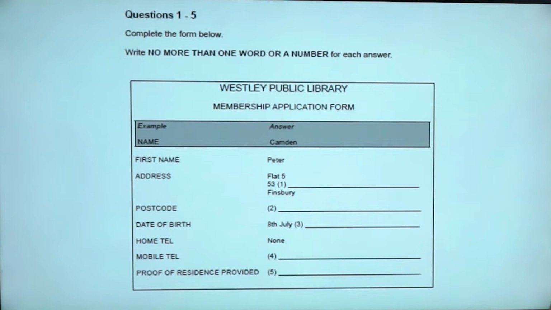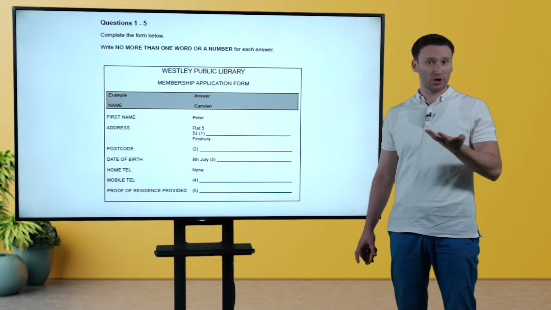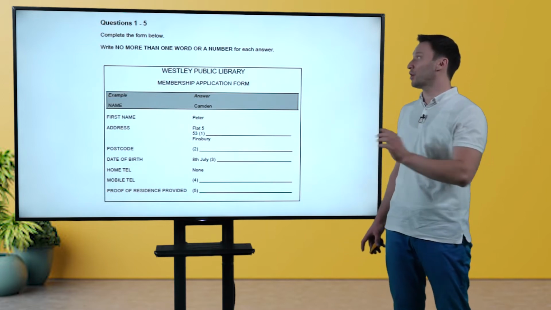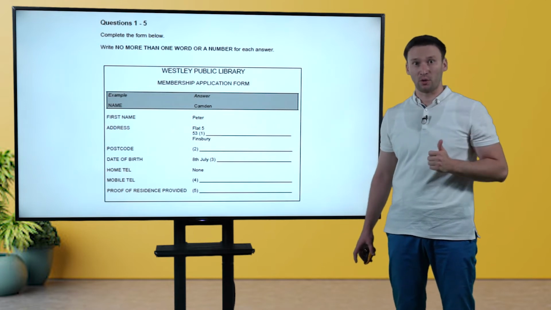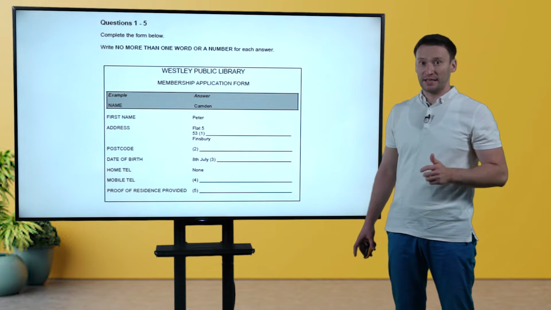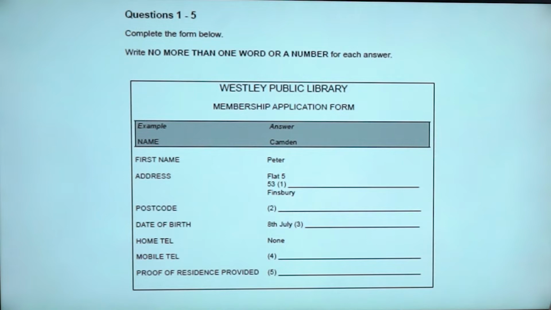For example, it says no more than one word or a number. So it means you're eligible to write a word plus a number, or a single word, because we have "or" here. So a word and a number, or just a single word. When it comes to the listening text, it's more of filling gaps, Wesley Public Library.